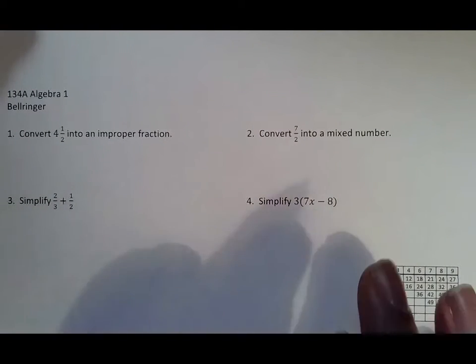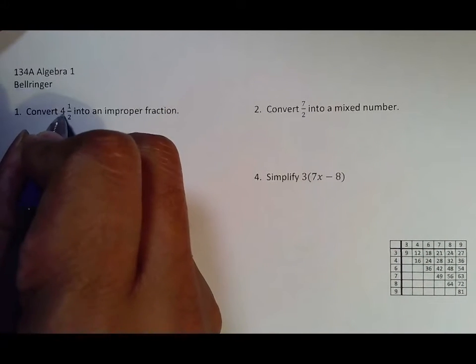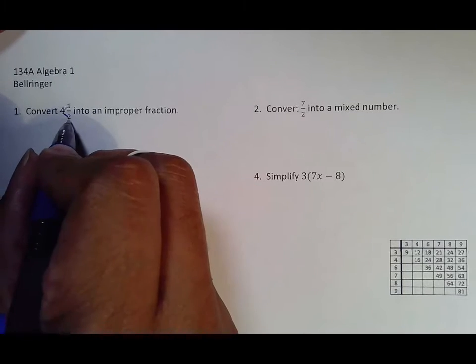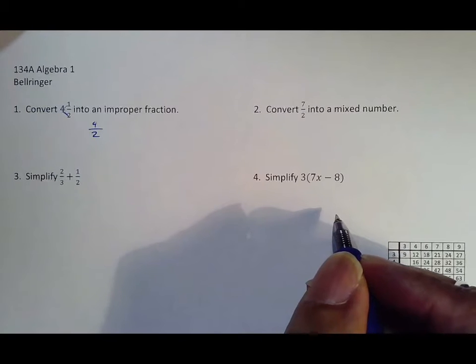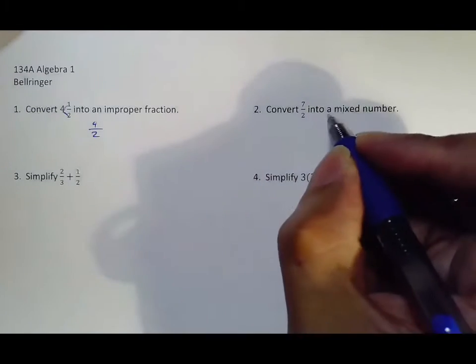So this one here on our bell ringer is very important: you need to know how to convert mixed numbers into improper fractions. Keep in mind, what you want to do is multiply up and then add. So 2 times 4 is 8, plus 1 is 9 over 2. Make sure you understand that, and if not, like I said, talk to me about it somehow. Email, all that good stuff works for me.